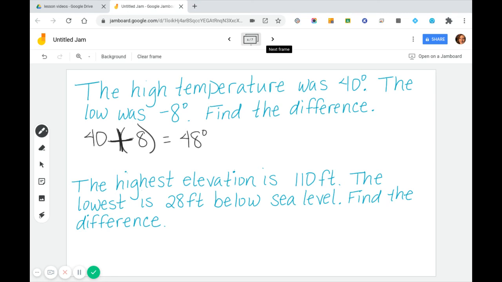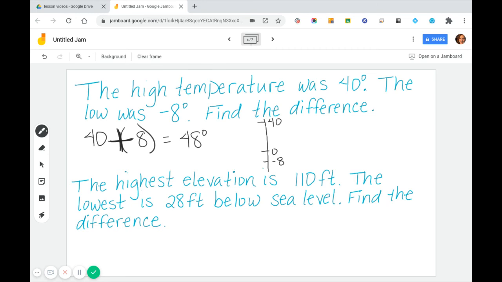I'm a visual person with word problems. It helps me if I can do a diagram or something that I can actually look at and work with that's more than just numbers. So it's talking about temperature. Let's think about a thermometer. Here's just a basic, goofy little thermometer. Okay. We know we've got 0 on here somewhere. We know that the high temperature 40 is going to be way up above it. And we know that -8 is going to be below it.